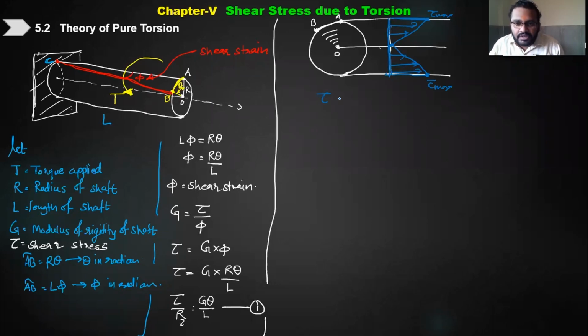Because your tau, if I take it, is G theta by L, तो ये constant है. It is depending on this r. So as your r varies, r maximum है तो tau maximum, r minimum है तो tau 0 होगा. r का value 0 है यहाँ पे center पे, तो shear stress is 0, right? So this is the variation of shear stress with respect to the cross section or the distance r.